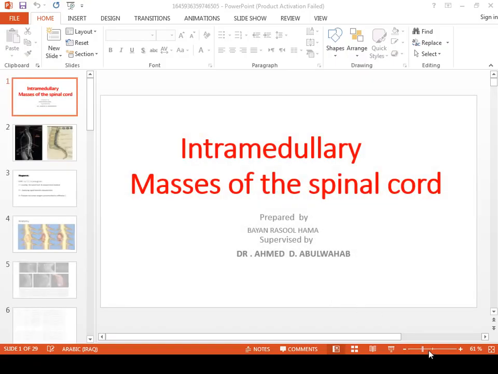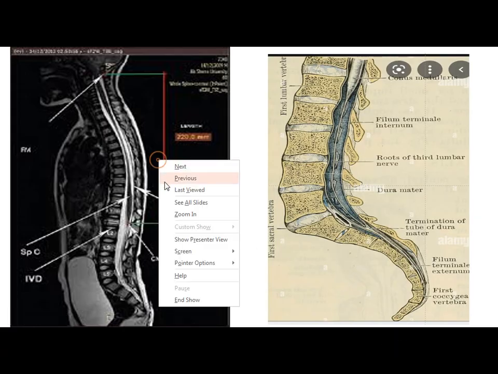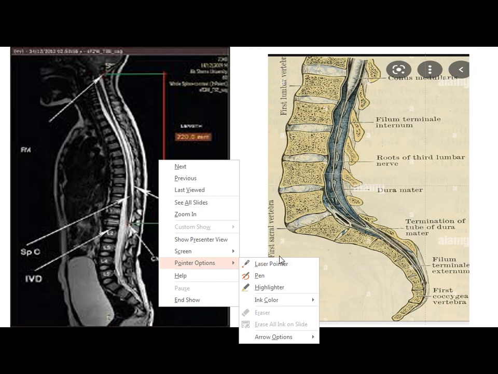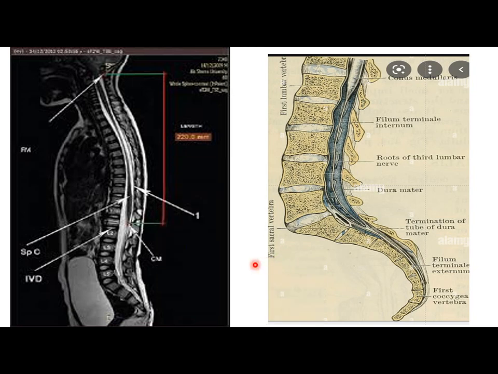And it's protected by the dural sac, which extends from the upper level to the level of the second sacral vertebra. Also, we have a filum terminale, which is a continuation of the pia mater from the level of the conus to the level of the first coccyx. This is the filum terminale.